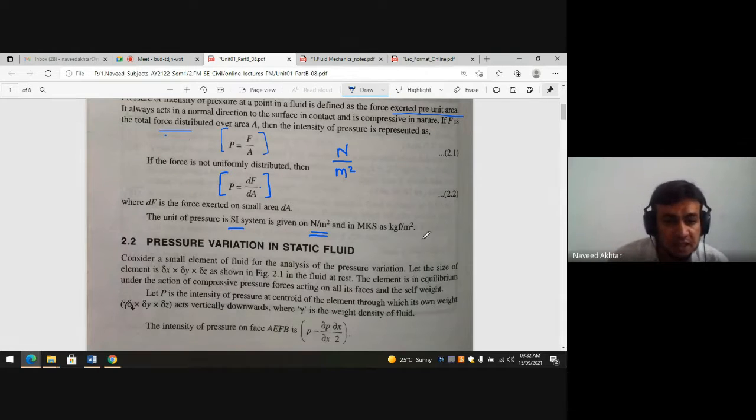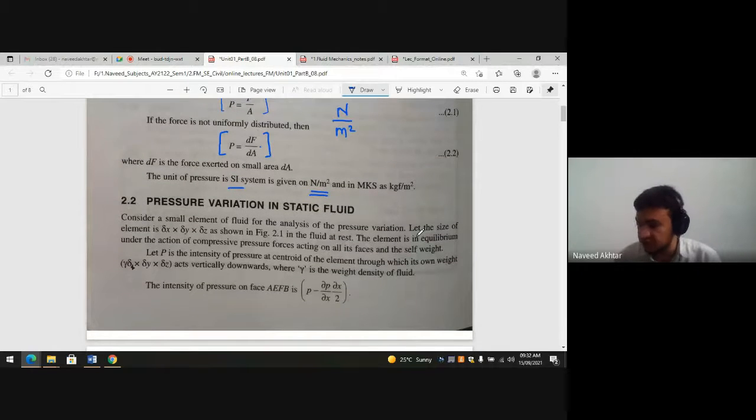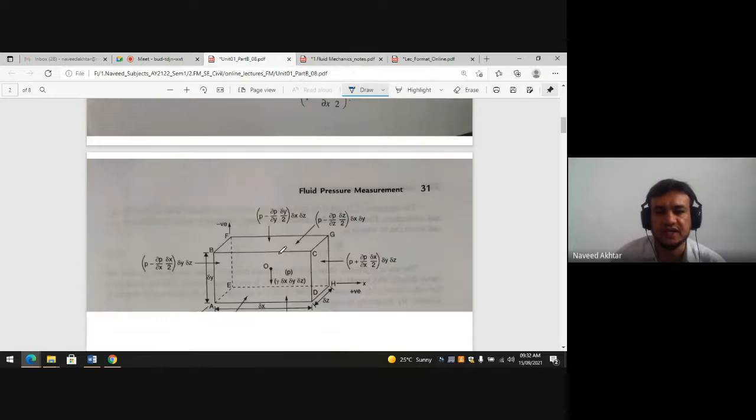Okay, the pressure variation. Now we will learn the concept of pressure. To learn the concept of pressure, we will consider the small element of fluid. A small part of the fluid we will take, and we will denote that part as a cuboid. So you will see that we will denote this as a cuboid.